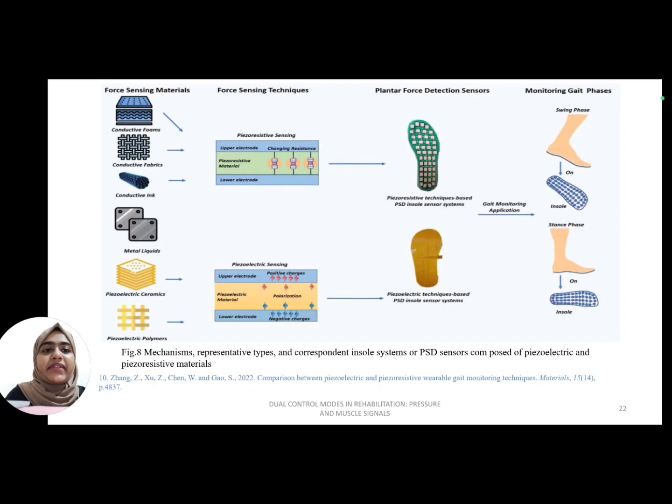So this is a representative mechanism type, and the corresponding insole systems or PSD sensors are composed of piezoelectric and piezoresistive material. It is basically a comparison. We have force sensing materials, force sensing techniques, plantar force detection sensors, and monitoring gait phase. In piezoresistive sensing, we have conductive foams, conductive fabrics, and conductive inks as force sensing materials, and they move to piezoresistive sensing, and then piezoresistive technique based PSD insole systems take place, and then we have gait monitoring applications. When it comes to piezoelectric sensing, we have materials like metal oxides, piezoelectric ceramics, and piezoelectric polymers, and other types of materials used for piezoelectric sensing, and they are used for applications like piezoelectric technique based PSD insole sensor systems. And then we have the stance phase.